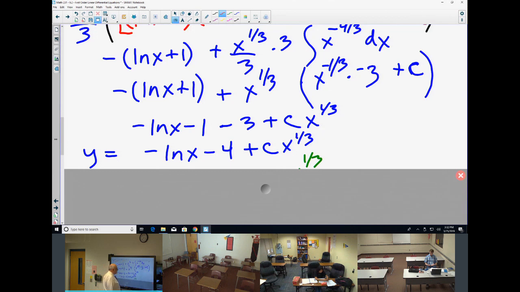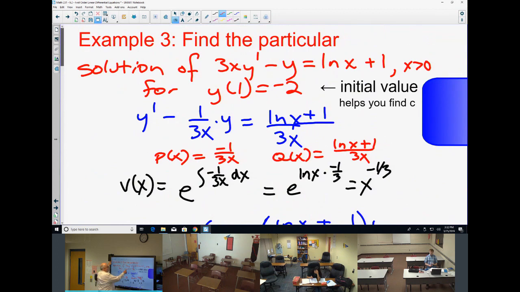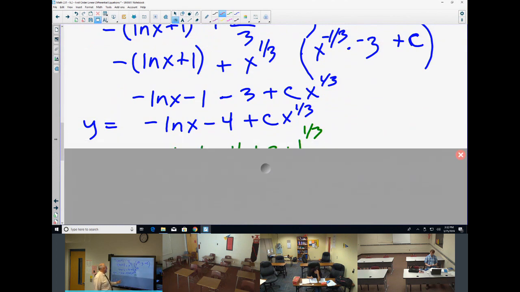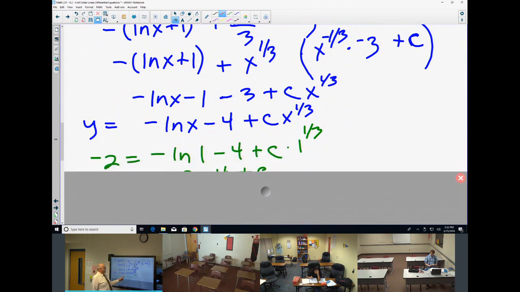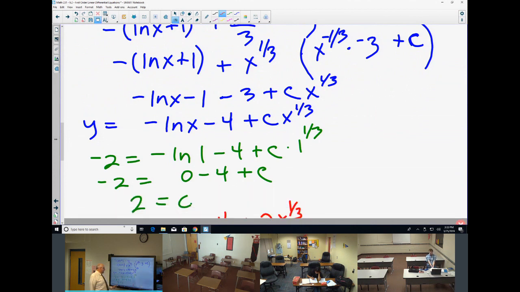But now, the whole purpose of this problem was to show you that now you can figure out what c is. So if you go back to the top, we were told that y of 1 is negative 2. So if we plug in 1 for x and negative 2 for y, then we can figure out what c is. So the natural log of 1 is 0. 1 to the 1/3 is 1, times c is still c. So we get negative 2 equals 0 minus 4 plus c.